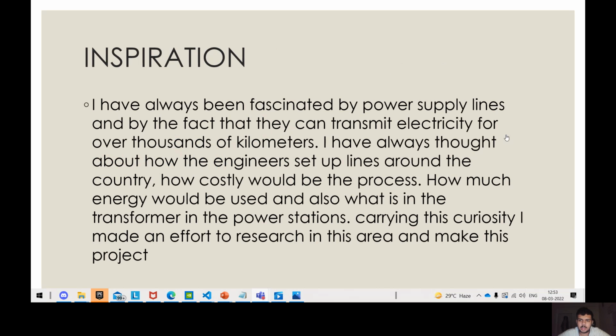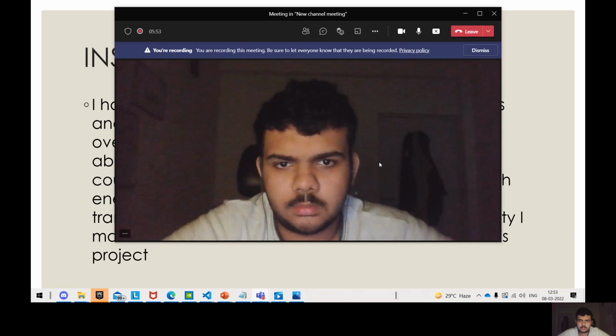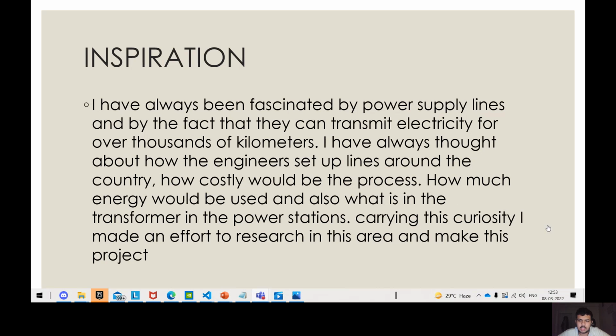Now, where did I get inspiration to study about this? Basically, I have always been interested in power supply lines and in the fact that they can transmit electricity over thousands of kilometers. I have always thought about how engineers set up lines around the country, how costly the process would be, how much energy would be used, and also what is inside the transformer in the power stations. Carrying this curiosity, I made an effort to research this area and make this project.